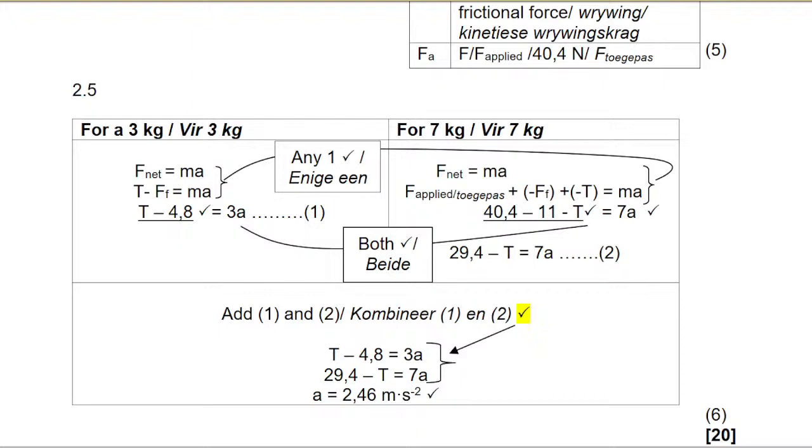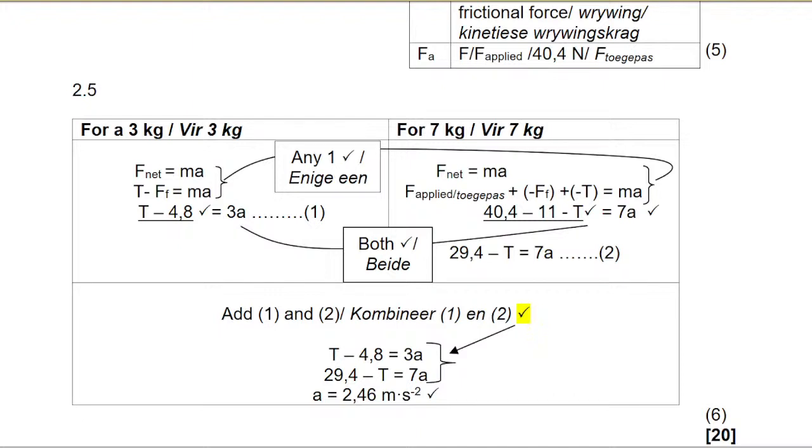So we are going to end up, for consistency, you must remember we gave T minus 4.8 a mark for the 3 kilogram block. So for the 7 kilogram block, everything there gets a mark. 40.4 minus 11 minus T will get a mark. So the next mark will be for both 7A and 3A, 3A for the 3 kilogram block and 7A for the 7 kilogram block. So that will be the 4 marks for the first part.